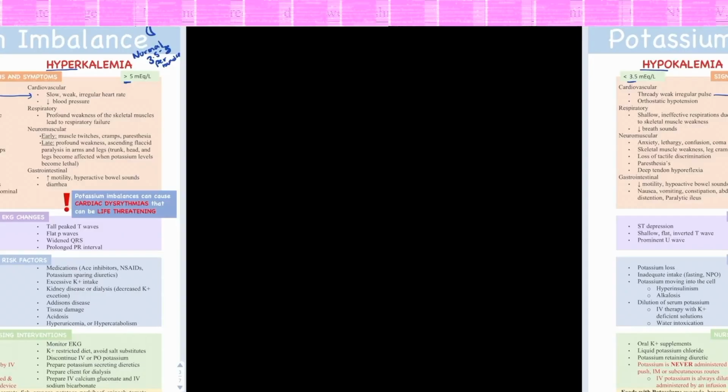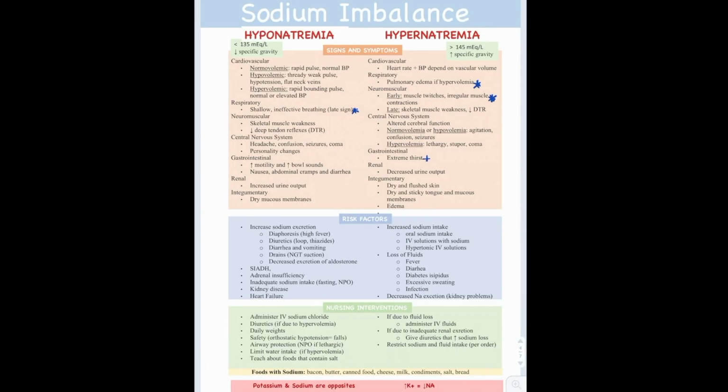We can remember that with hypernatremia, we have shallow and ineffective breathing as a late sign. So that's important. Gastrointestinally, we'll have extreme thirst. So that is different. So we want to remember that. And then if we come over to hyponatremia, we can see increased motility, bowel sounds, nausea, abdominal cramps, and diarrhea. So again, this is different. So those GI symptoms are very different.